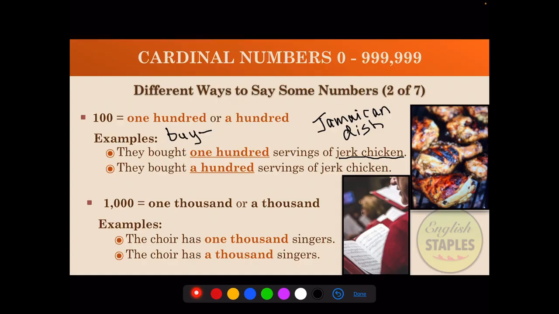So buy, bought. It is an irregular verb. Then this number, 1000 or 1,000. The choir has 1000 singers. Or we can say the choir has 1,000 singers. What's a choir? Choir is a group of singers.